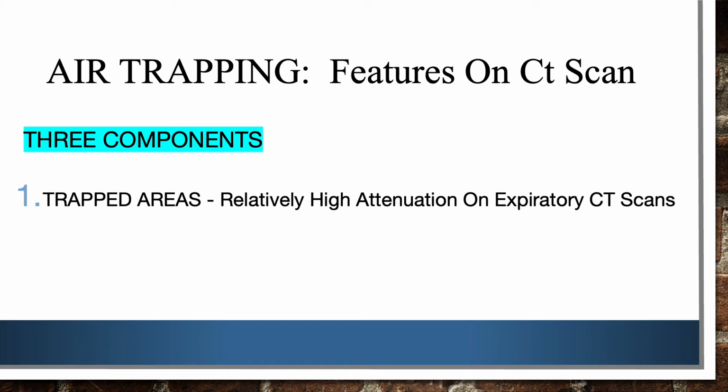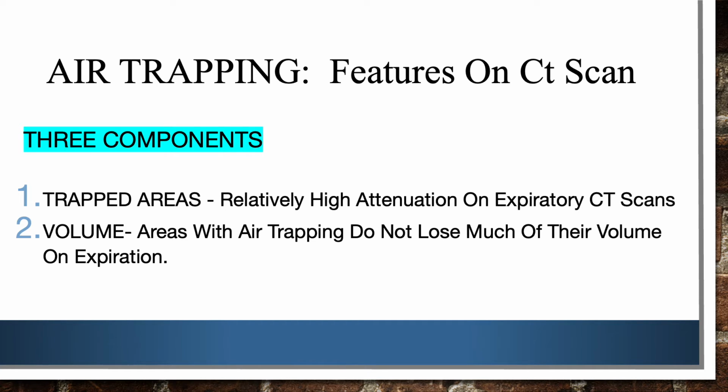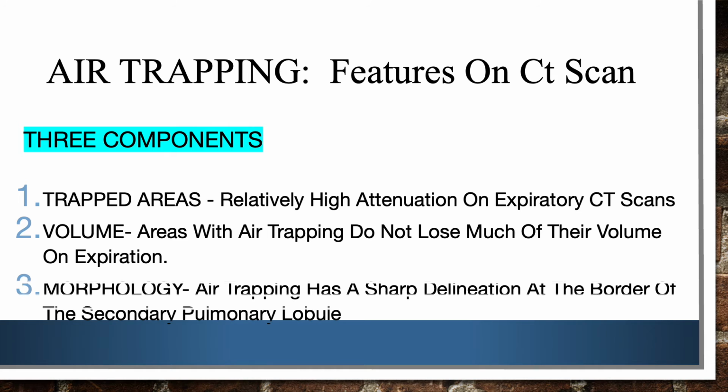However, it's not a validated ratio. It does not have validated cutoffs between normal and abnormal, but to speak so, anytime when the expiratory lung density is more than the inspiratory, it would suggest air trapping or trapped areas. The second is that the volume would not change much. So any area with air trapping will not lose much of their volume on expiration. So it would be against an atelectasis. You will have retention of the volume but more black appearance.